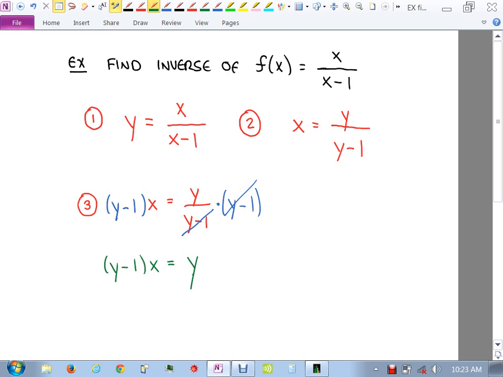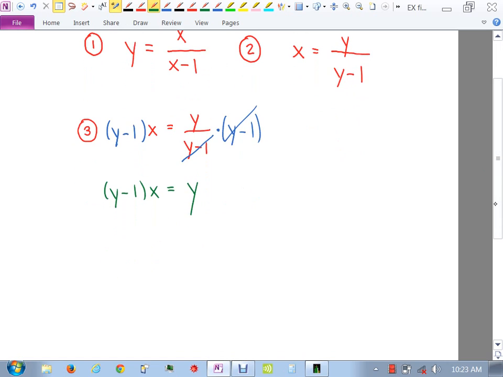So how in the world am I going to get the y's all on one side? Distribute the x through. You all paying attention? It's going to be on your homework. Distribute the x through. And now you get xy minus x equals y. Now what?